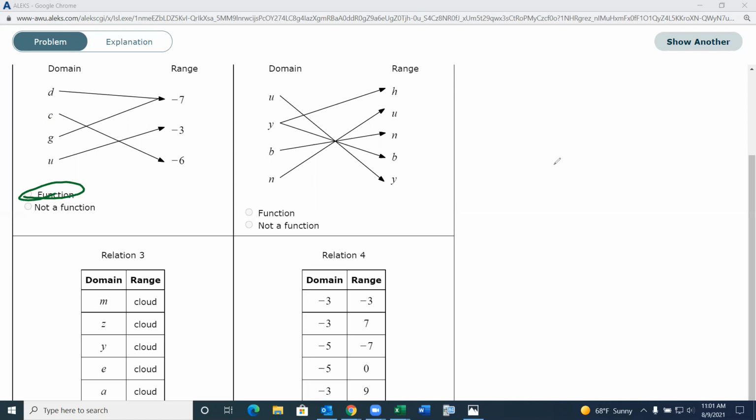Okay. The second one over here is not a function because y is being used twice. It's going to h and it's also going to b. And that's the only reason this guy is not a function.